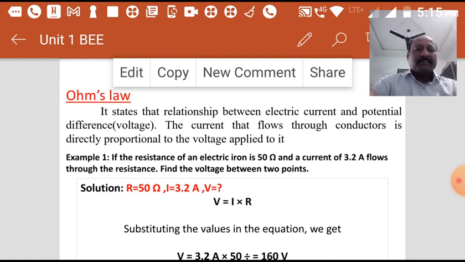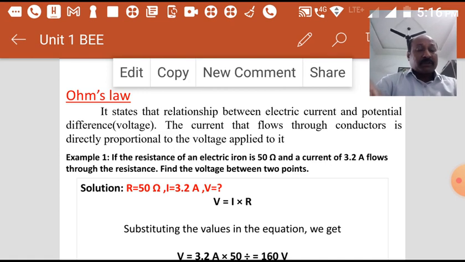See one simple example to prove Ohm's law. If the resistance of an electric iron is 50 ohm, you know electric iron, that is the press, electric press. If the resistance of the electric iron is 50 ohm and a current of 3.2 ampere flows through the resistance, find the voltage between the 2 points.